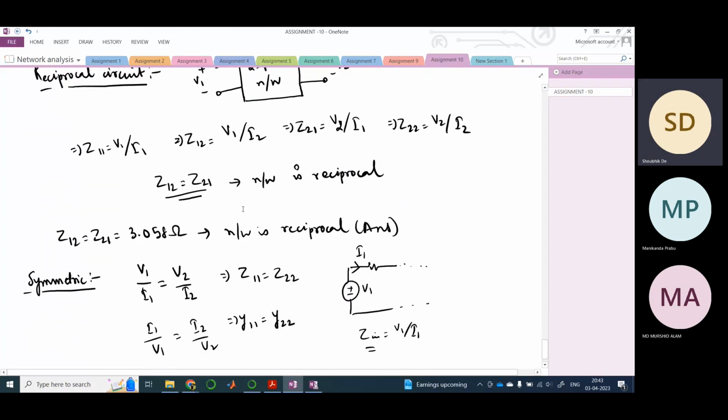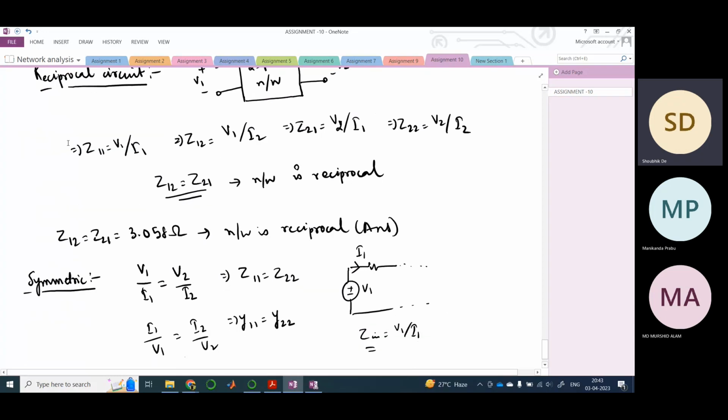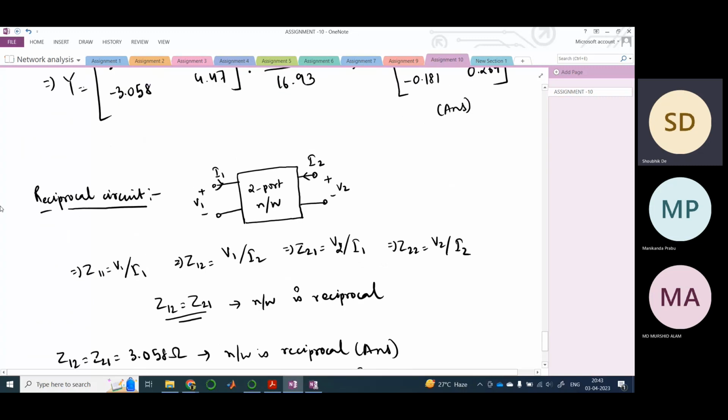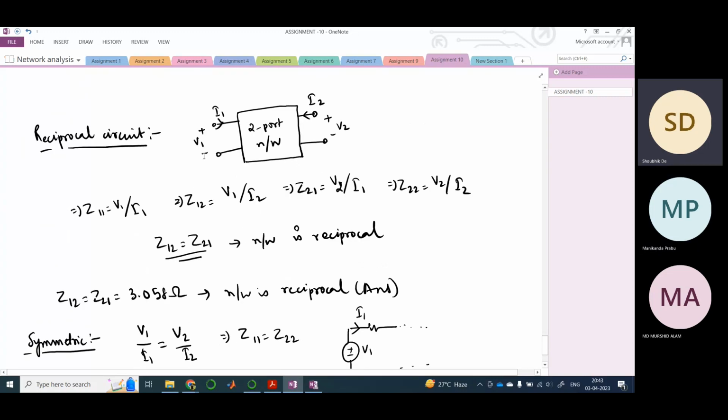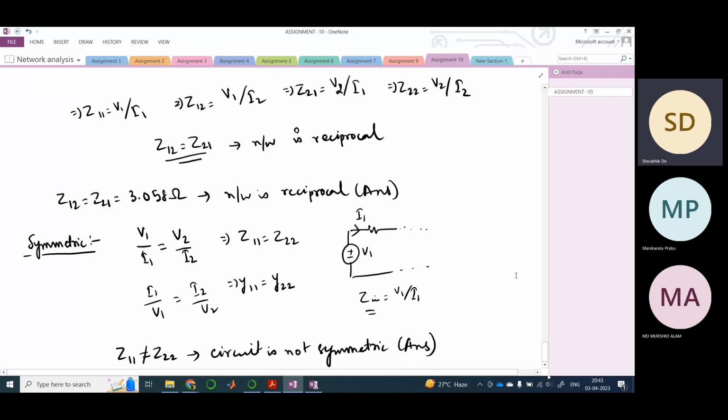I hope this is clear. I will check what is the physical significance of a reciprocal circuit, but at least I hope this is clear. Yes, sir. Okay. I'll just check what is the significance of reciprocity and tell you next time.